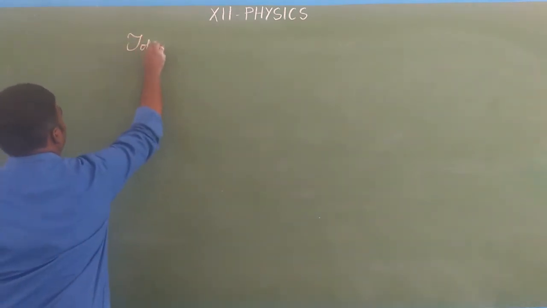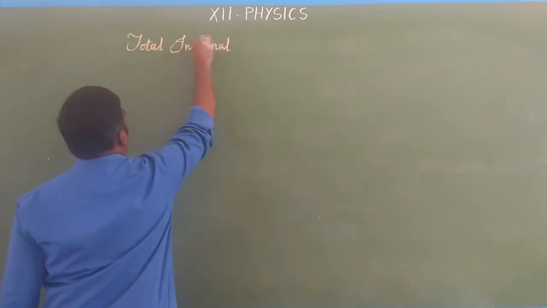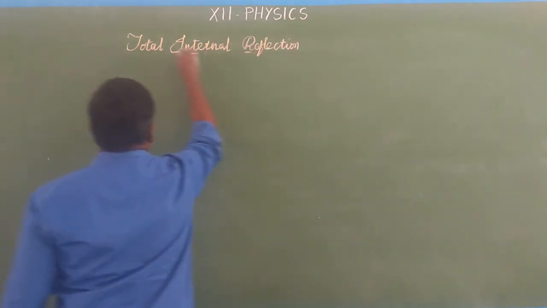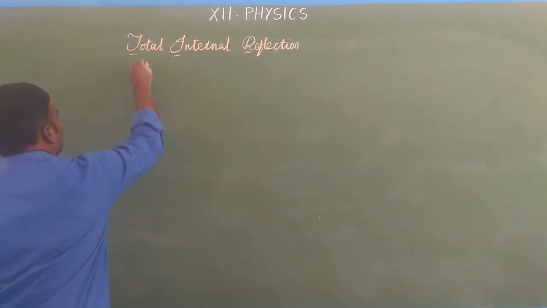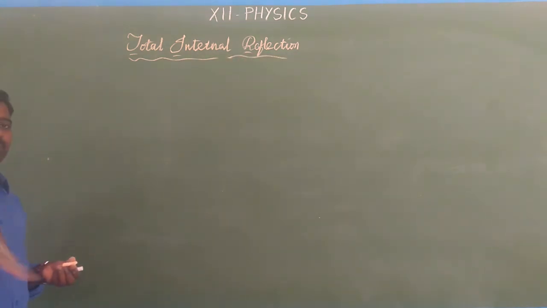Next topic is total internal reflection. That is TIR, total internal reflection. Before seeing the total internal reflection, we will see what is the internal reflection. We know reflection. It's a bouncing back of light from a smooth and polished surface. But internal reflection means, listen, let us consider two different transparent media.